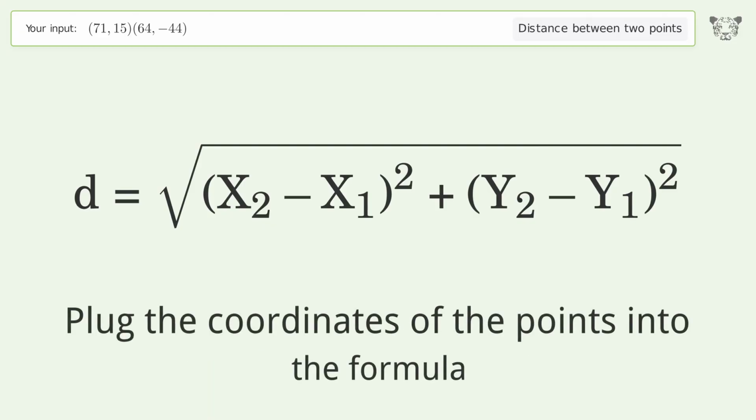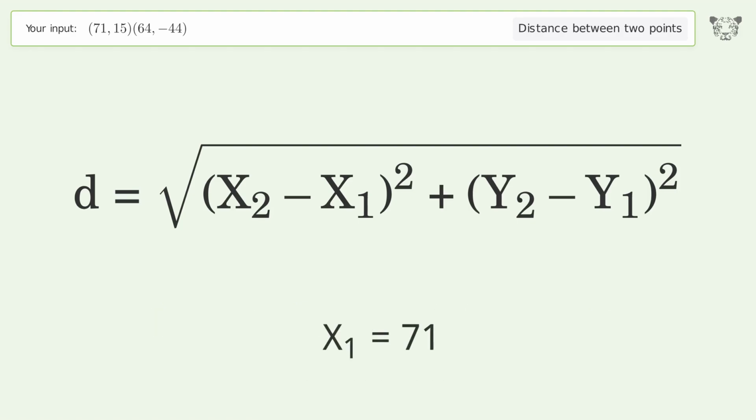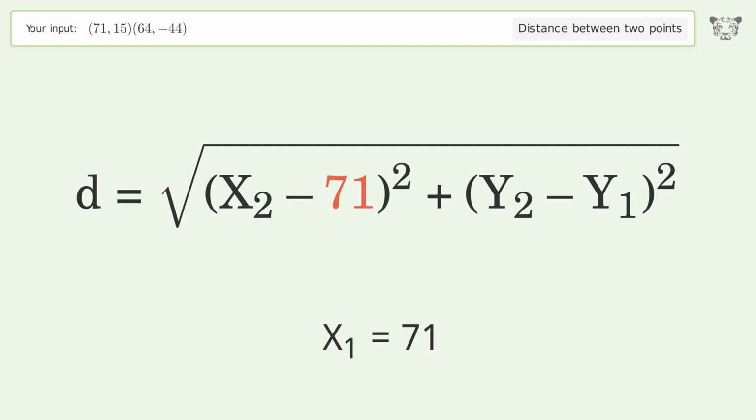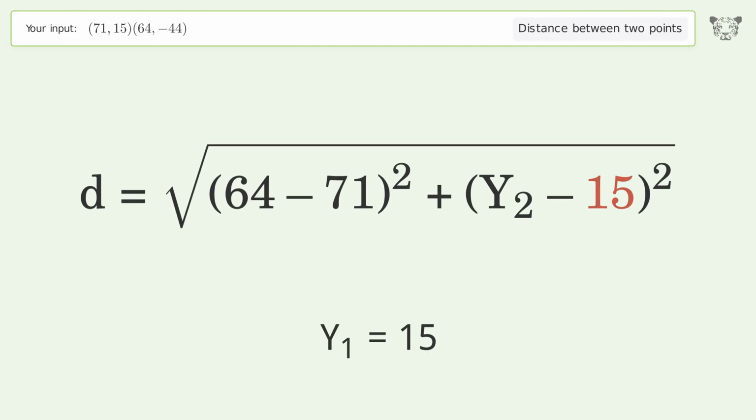Plug the coordinates of the points into the formula. x1 equals 71. x2 equals 64. y1 equals 15. y2 equals -44.